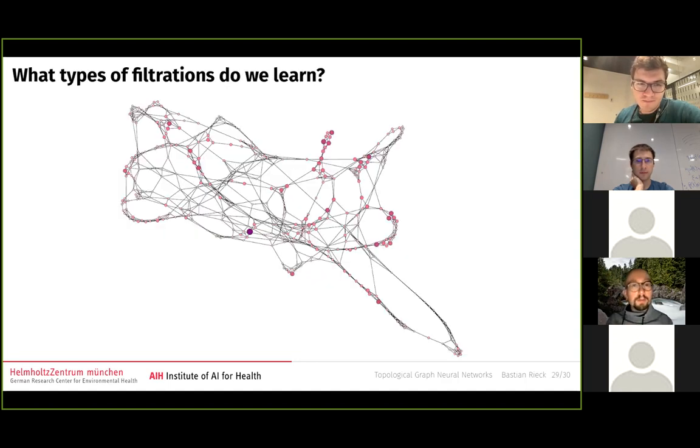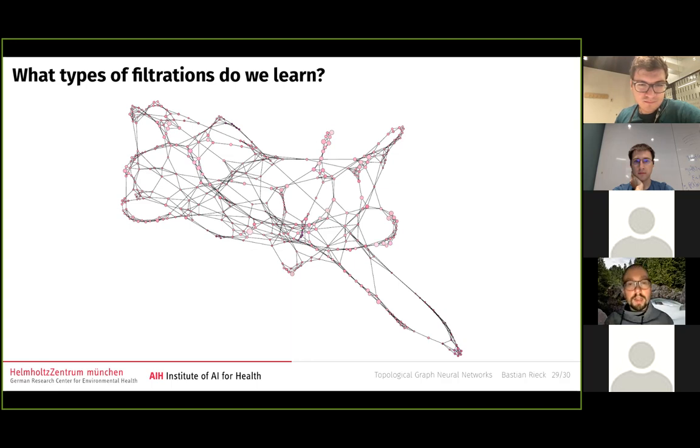Last, I want to show you some beautiful visualization of the types of filtrations that we're learning. We initially thought that we would be learning something akin to a degree-based filtration, but if we scale the nodes by the node degree and color them by their value, so a high value is colored more purplish than a low value, then you can see that this doesn't necessarily correspond, if we walk through three different filtrations. This would be the first one, the second one, and the third one.